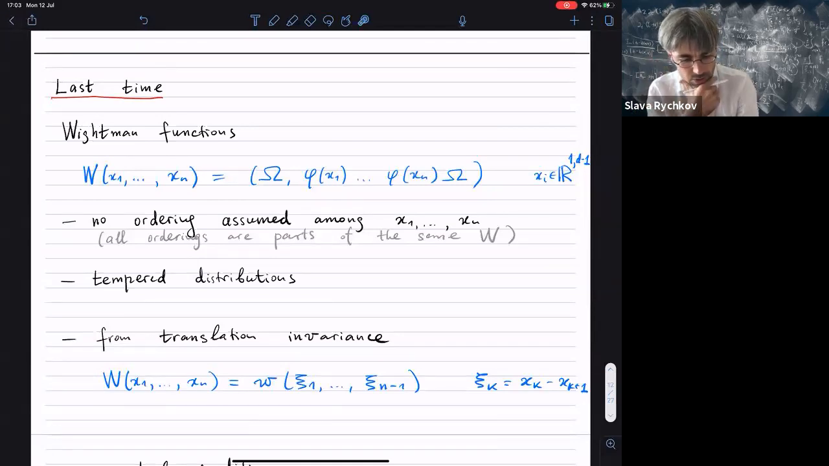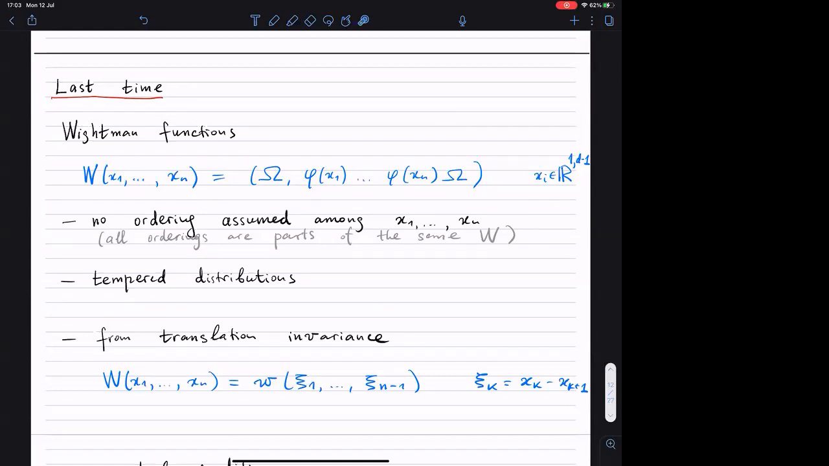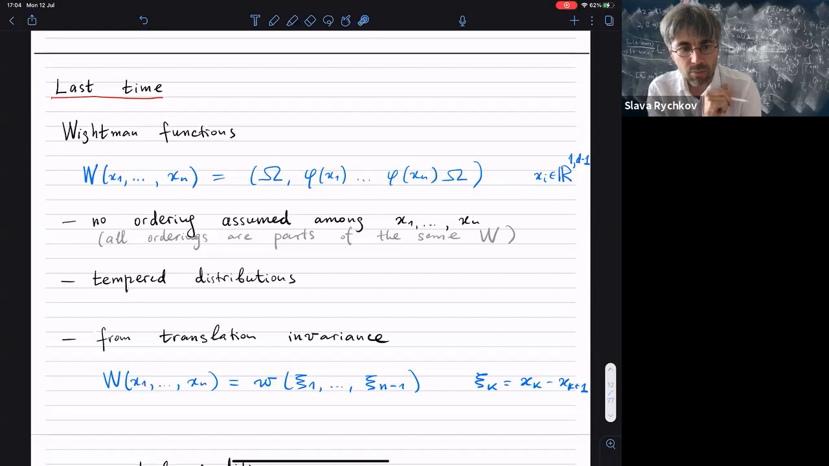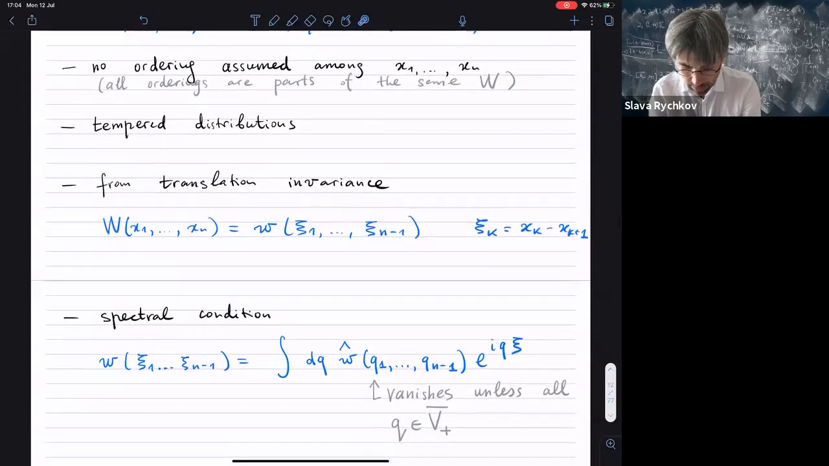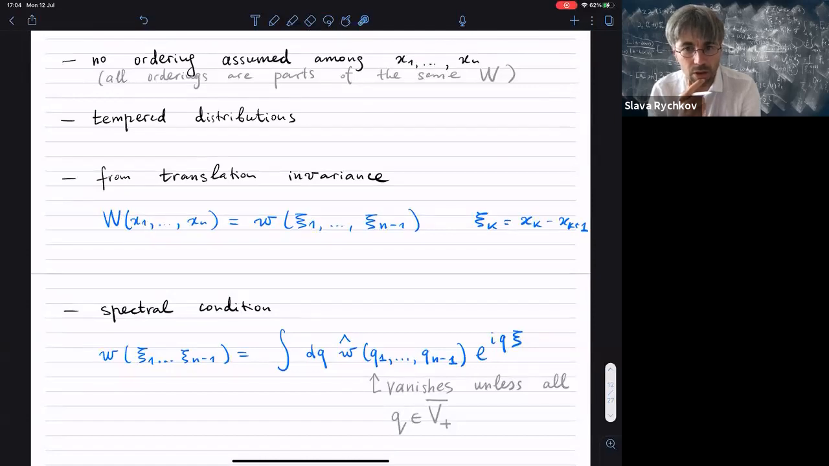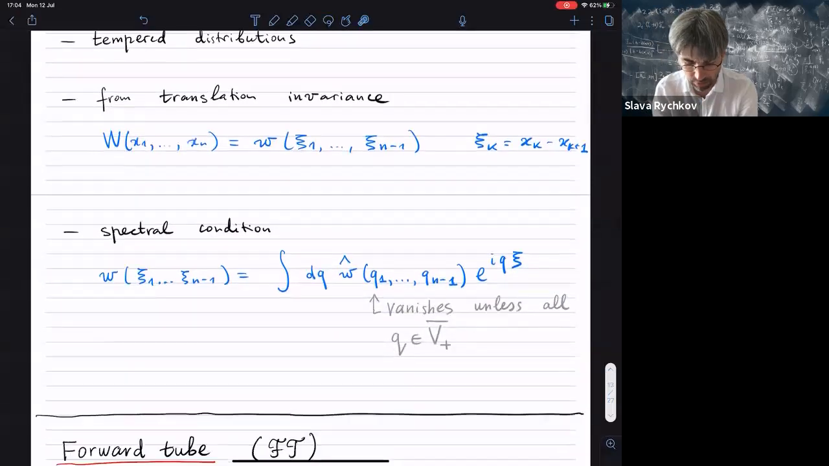And what is known about these functions or other distributions: they're tempered distributions of x1, ..., xn. From translational invariance, we can write these distributions of n variables as some distributions of n minus one variables, which are coordinate differences, x_{i,k}. And in this form, we can express the spectral condition, which is that if you take this distribution of n minus one variables and do the Fourier transform, writing it as a Fourier transform W hat, then it's known that W hat has a support. So it vanishes unless every momentum q1, ..., q_{n-1} belongs to the closed forward light cone. So that's something that we discussed.